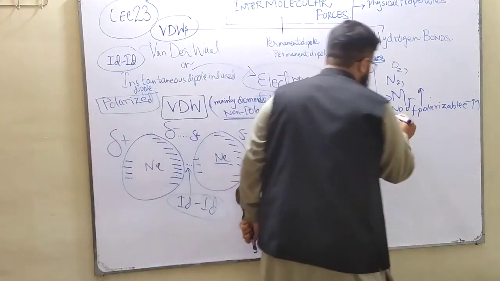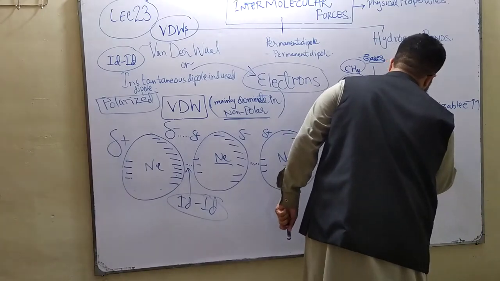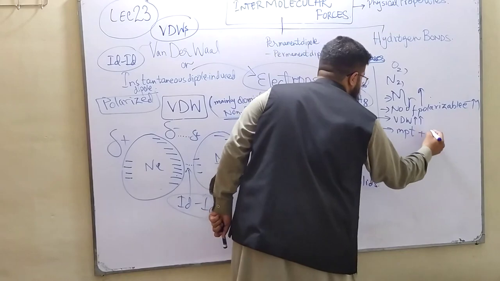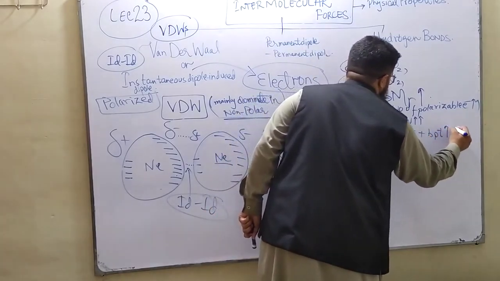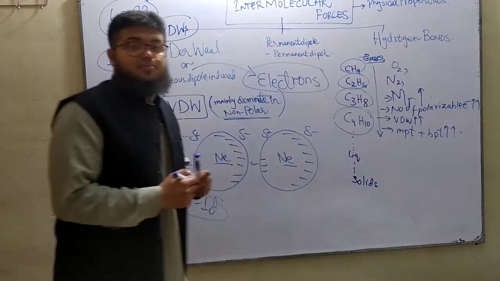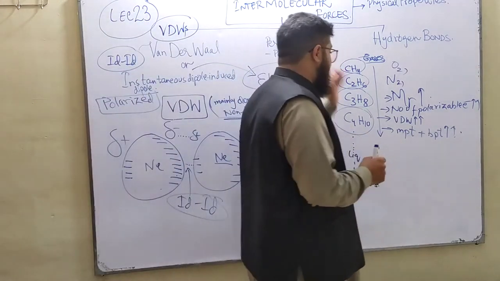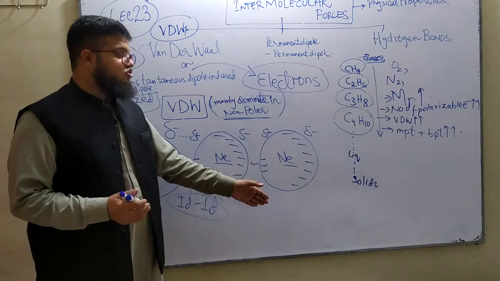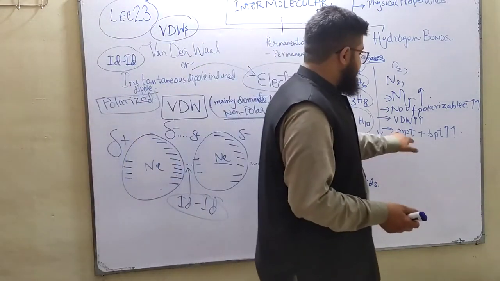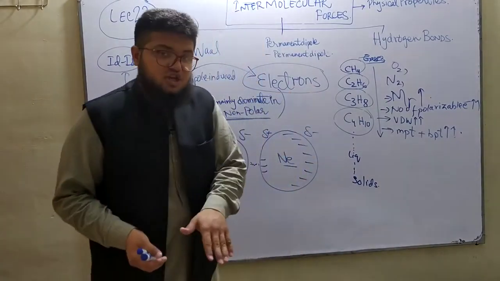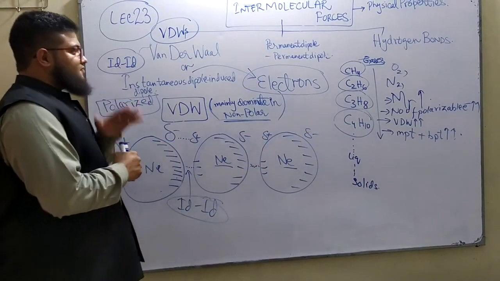So van der Waals forces will become stronger as we go down the group, and if the van der Waals forces become stronger, then both the melting point as well as the boiling point will rise as we go down the group, because melting and boiling point are both physical characteristics and they depend upon the intermolecular forces of hydrocarbons. And the intermolecular forces of hydrocarbons are actually which one? They are van der Waals forces, and to be more specific, instantaneous dipole and induced dipole forces.